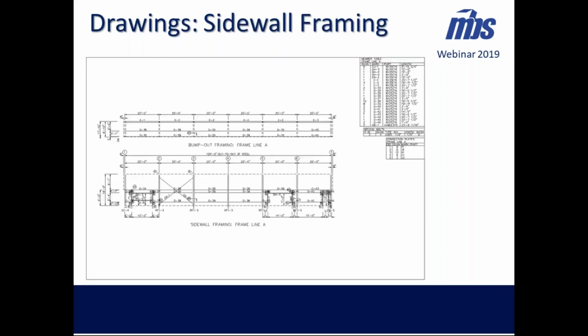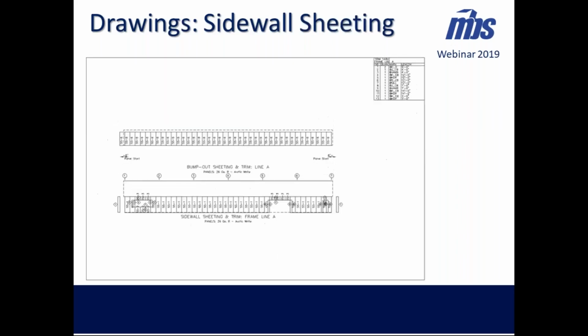Sidewall drawing, we're going to have a similar effect. You're going to see the framing. We're going to have two views. You're going to have your framing with top view and the bump out, and then the bottom of the wall for the framing just on the wall. And then sheeting, just like we saw with the Endwall drawing.